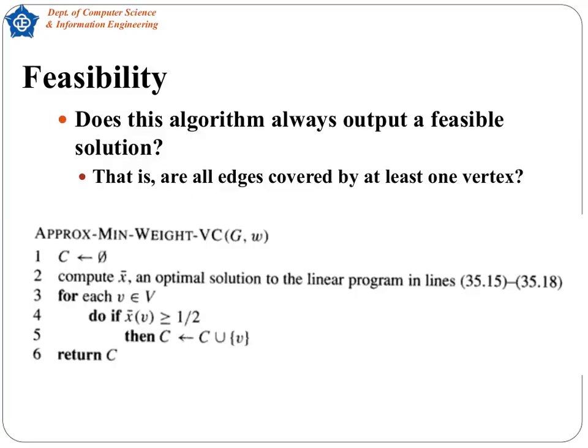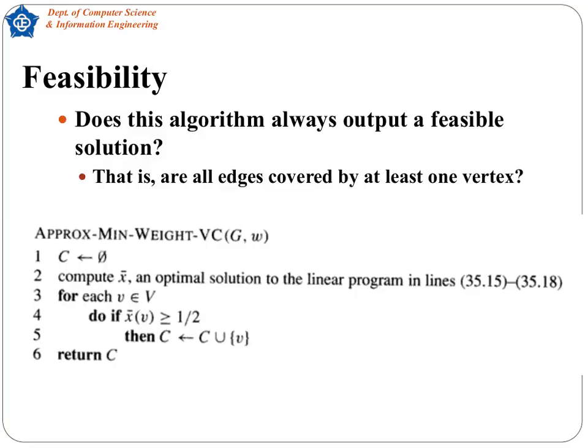Now that we've outlined our rounding approach, let's confirm it always yields a valid vertex cover. The procedure is simple. 1. Begin with an empty cover set C. 2. Solve the LP relaxation of the minimum weight vertex cover problem to get an optimal fractional solution, x*. 3. For each vertex v, look at x*_v. If it's at least 1/2, add v to C. 4. After processing every vertex, return C as your cover.